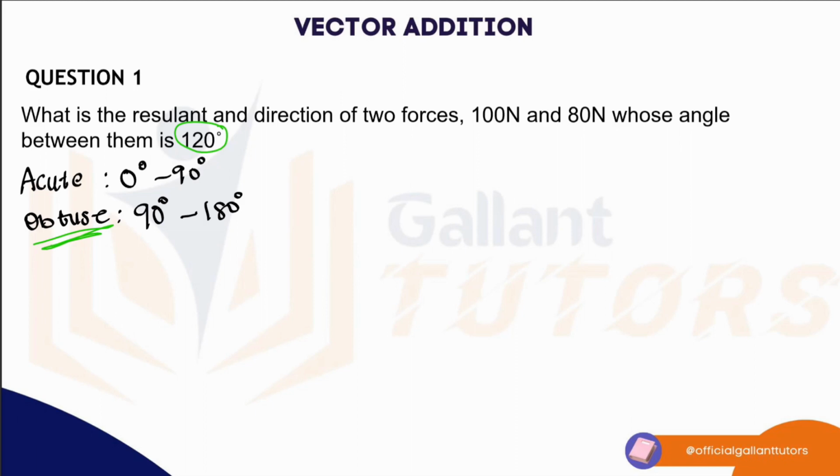So we can have something like this. This can be 100 Newton and this 80 Newton. And the angle between them is 120 degree. Good. So the first step we have to do is to form a parallelogram.